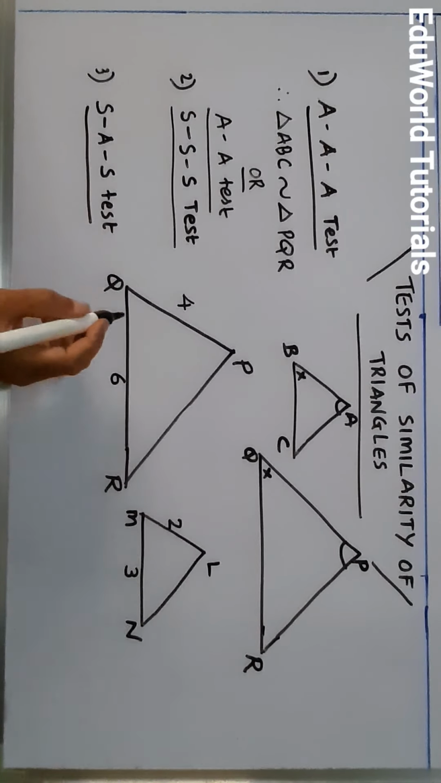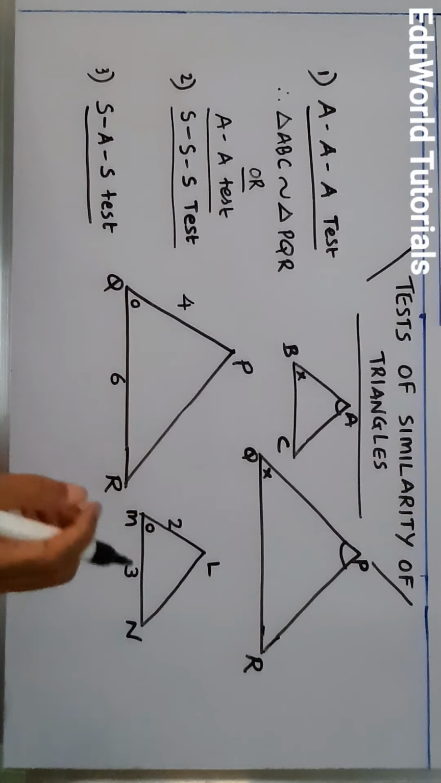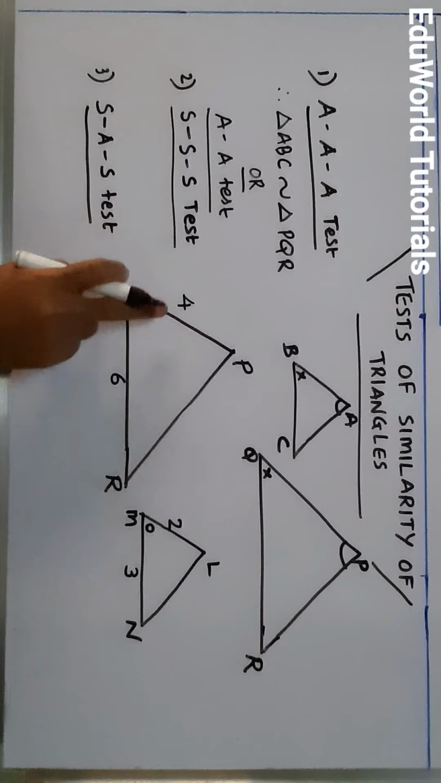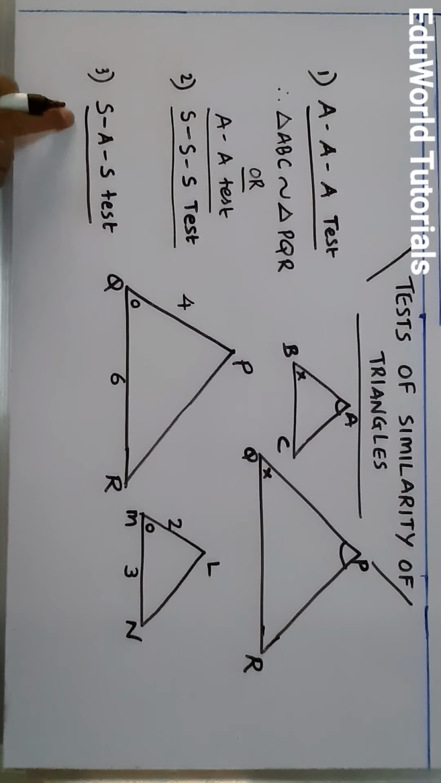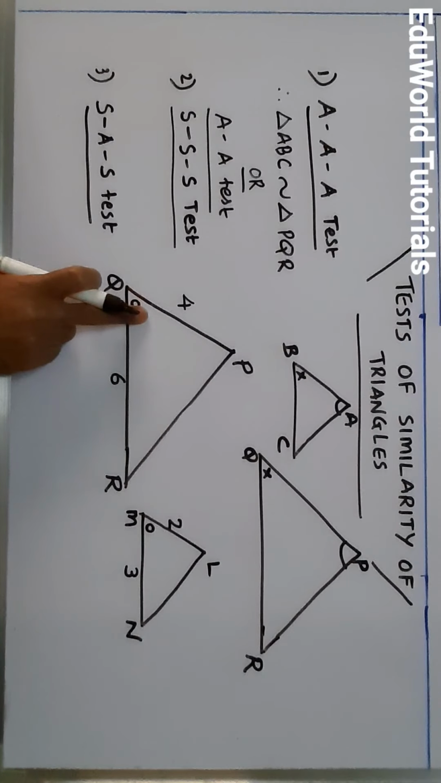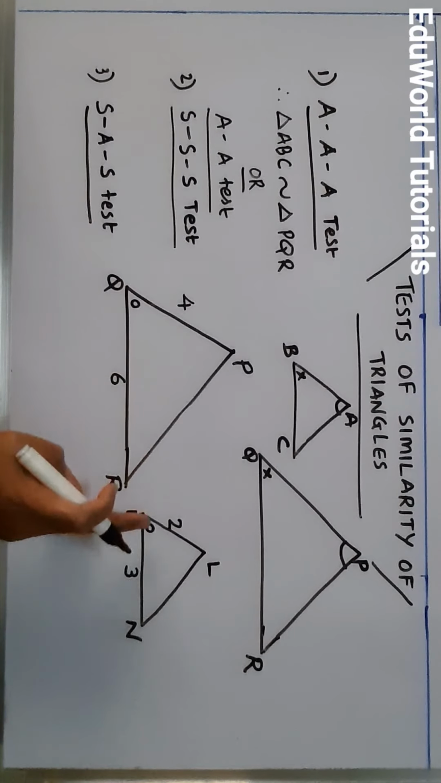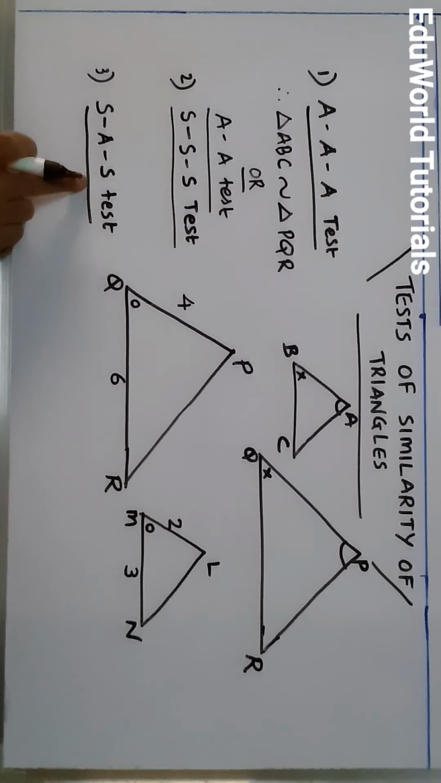Now for this test, suppose we are given the included angle Q, that angle Q is congruent to angle M. Remember, then the triangles are similar by side angle side test. Please remember, the angle should be the included angle. That's why letter A comes in between S and S. So these two sides are in proportion, and the included angle, the angle that is formed between these two sides which are in proportion, is congruent: angle Q congruent to angle M. So this is the third test, which is called the side angle side test.